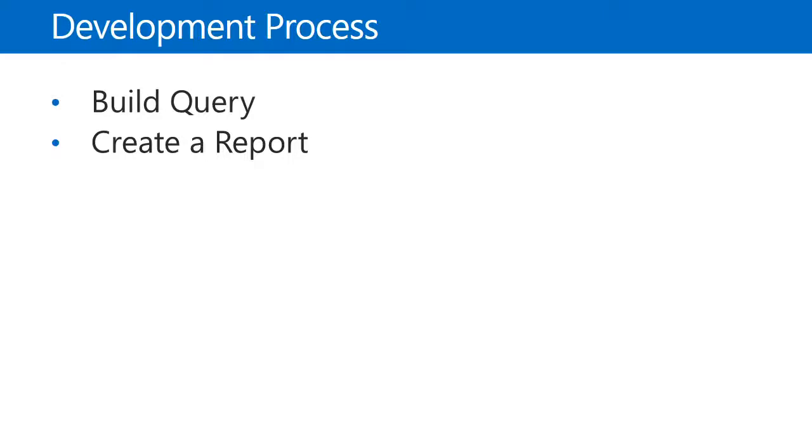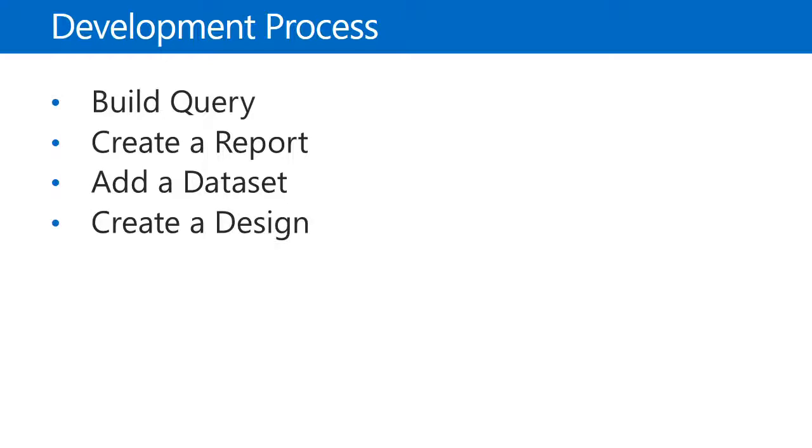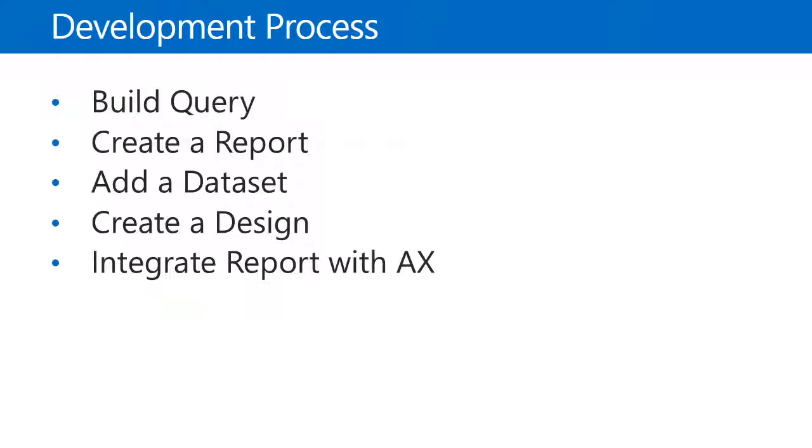The report development process usually involves the following steps. First, you must build a query. Then you can create a report and add a data set that retrieves data based on the query that you built before. After that, you can create a design which might either be an auto design or a precision design, and modify this design to show the data that you have in your data set. And finally, you can integrate this report with AX.